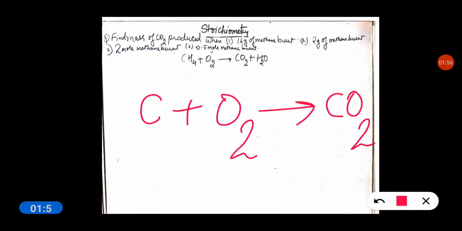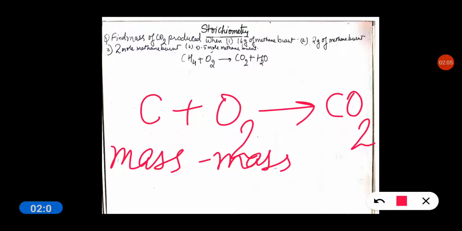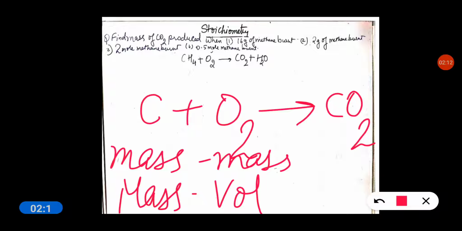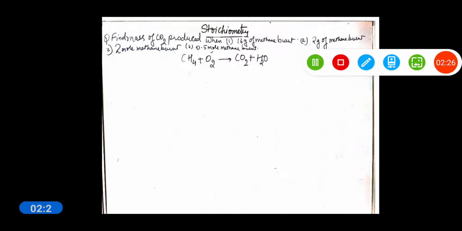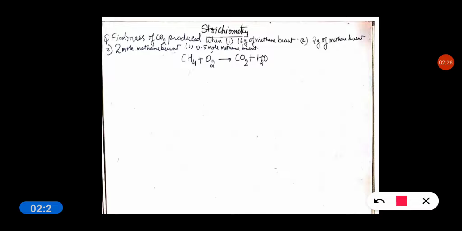The problems involving these calculations can be classified as mass-mass relationship, mass to volume relationship, volume to volume relationship. So let's see how to start with the stoichiometric calculations. Here you can see a question.